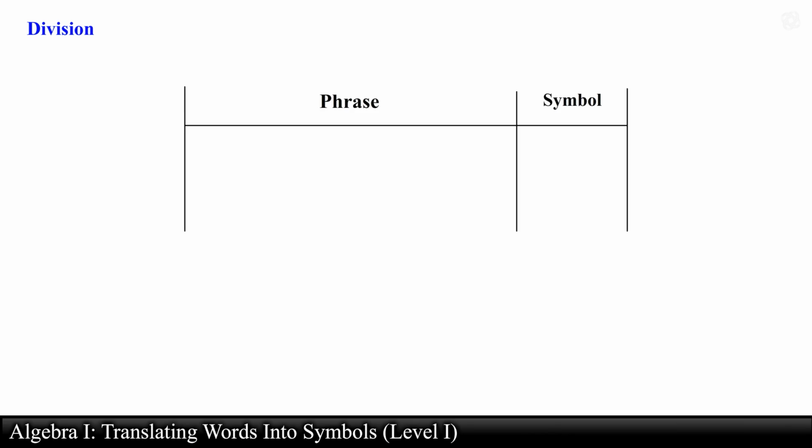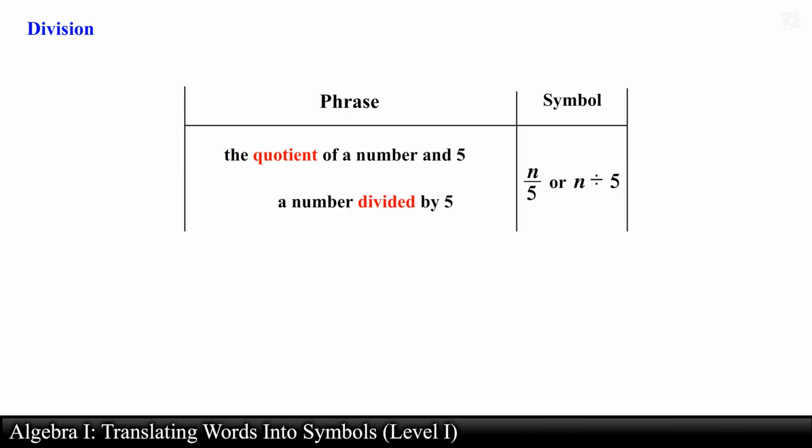Alright, let's transition to our final operator, division. The common phrases that are linked to division are the words quotient, as in the quotient of a number and 5, and the word divided, as in a number divided by 5. Notice that division can be written using a fraction bar or with the traditional division symbol. For the most part, this classical division symbol will be used less and less in your studies of mathematics. Nevertheless, it will pop up every now and then.